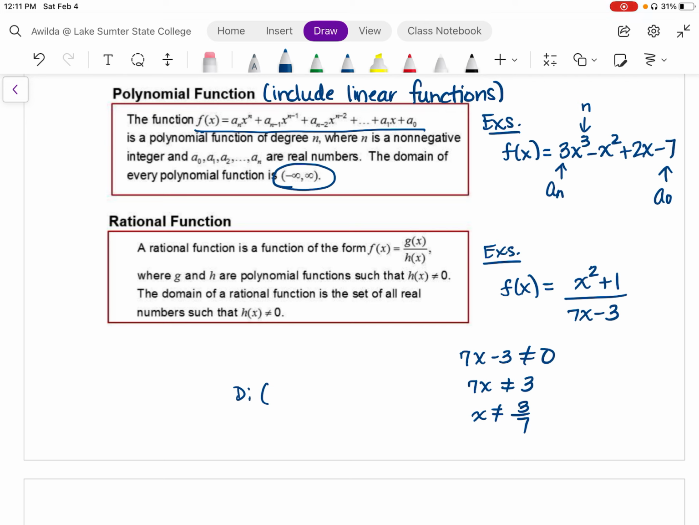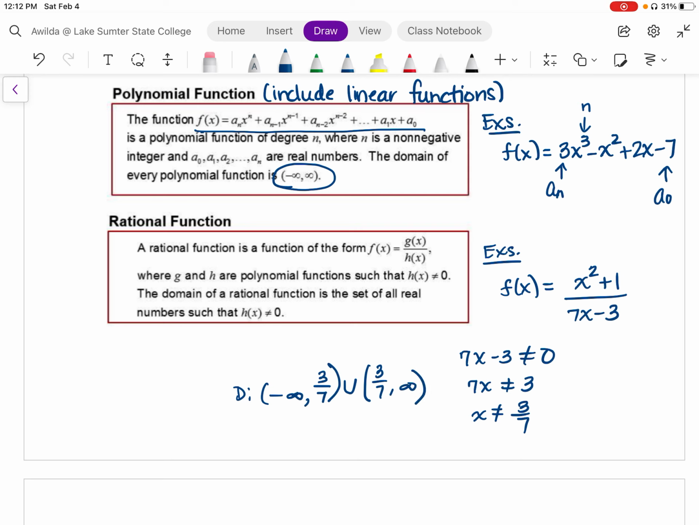So to write this in interval notation, we'll say that the domain can include all x values from negative infinity up to but not including 3 over 7. Remember that open parentheses indicate that values are not included. And then we'll use the union symbol and pick up on the other side of 3 over 7.